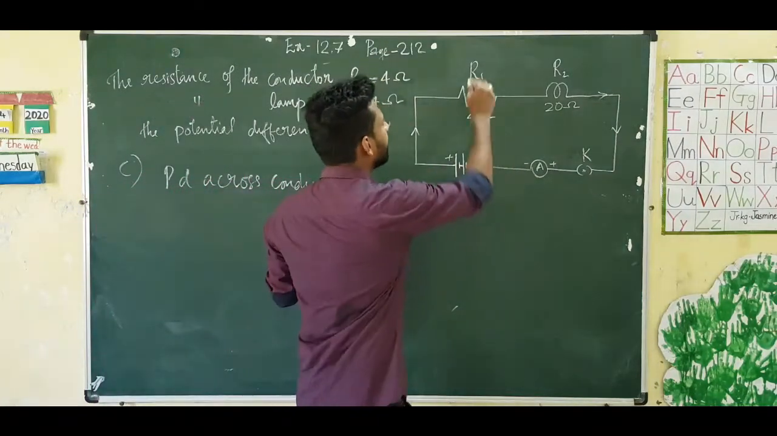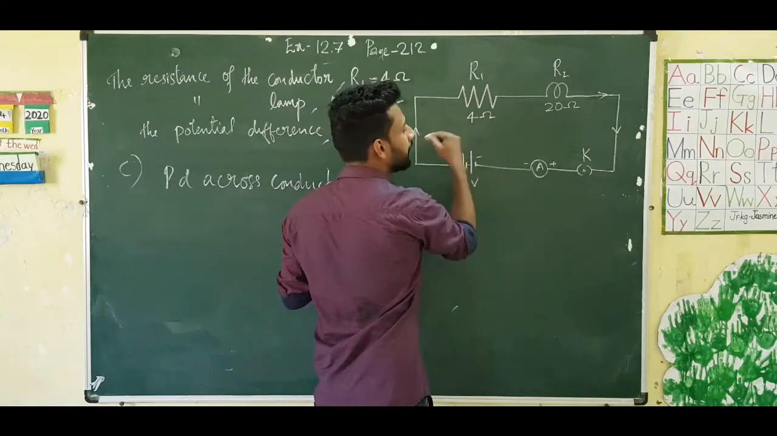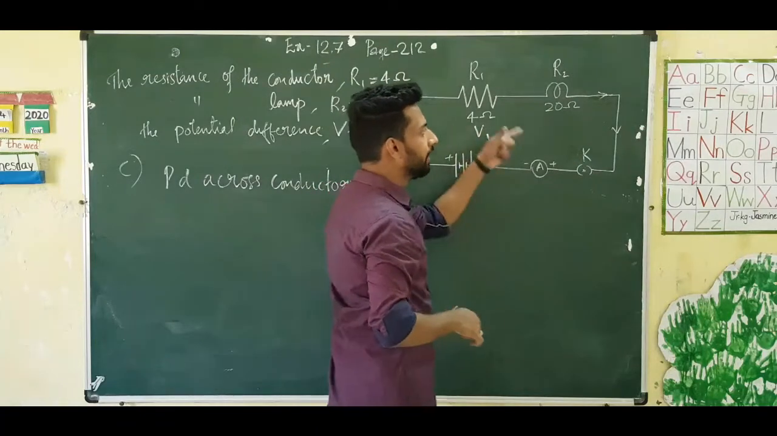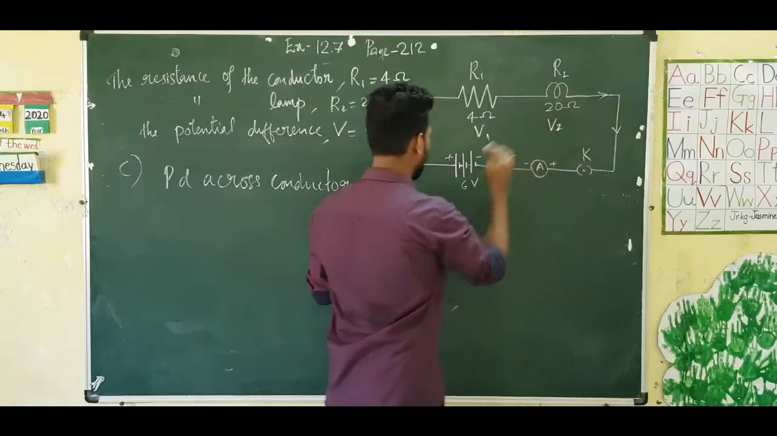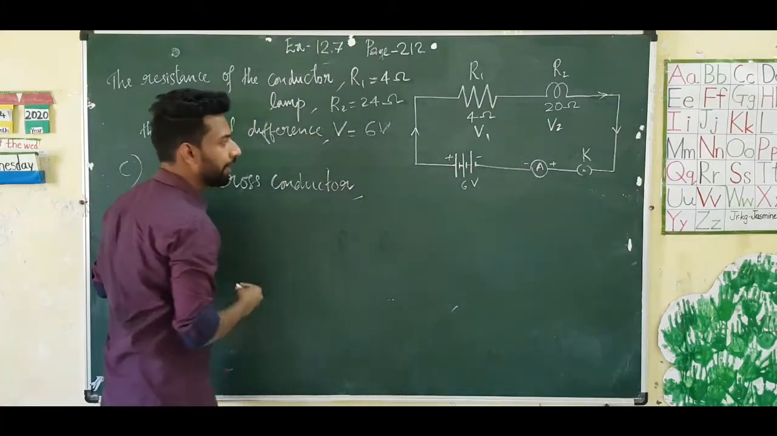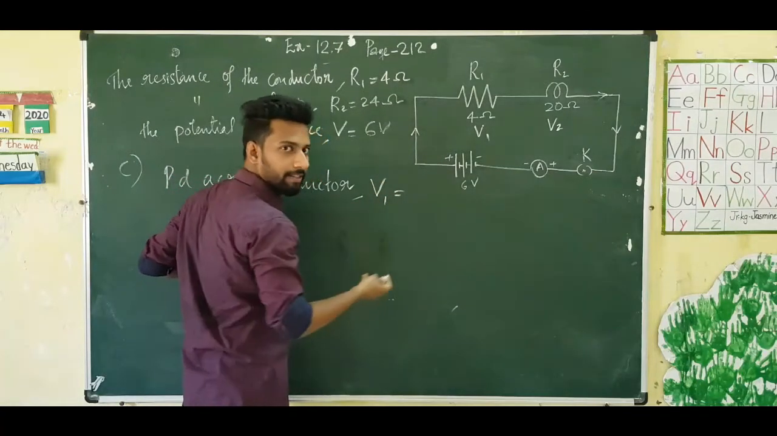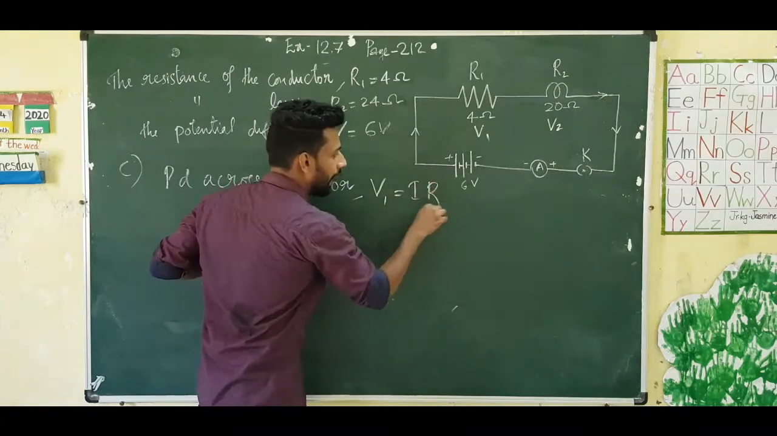Since we have represented the conductor as 1, we can represent the potential difference across the conductor as V1, and similarly the potential difference across the lamp as V2. So what will be the equation to find V1? V1 equal to I into R. We are just applying Ohm's law, V equal to IR.